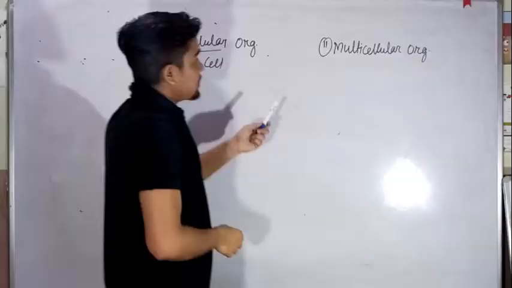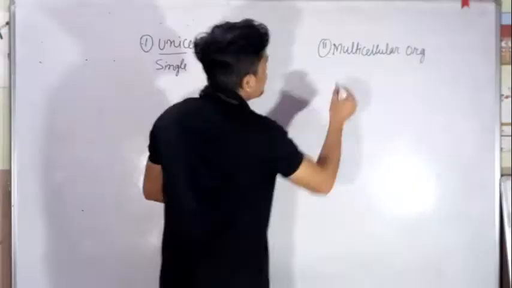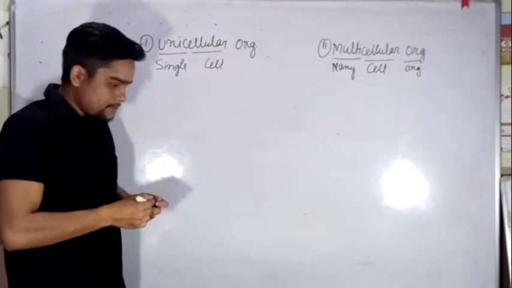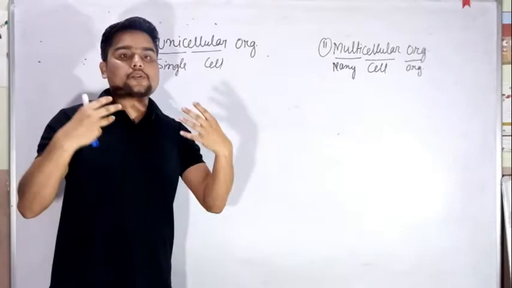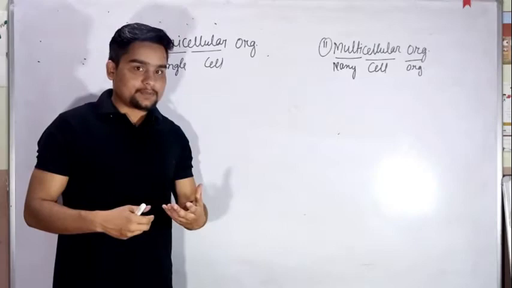Then multicellular organisms, okay. Multi means many cells. Many cells organism, with diverse types of cells, different types of cells, each doing a different function, so the organism can survive.